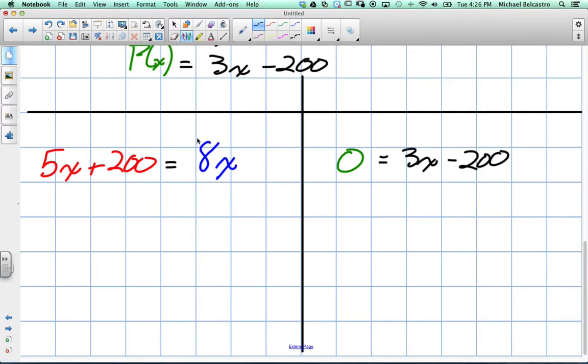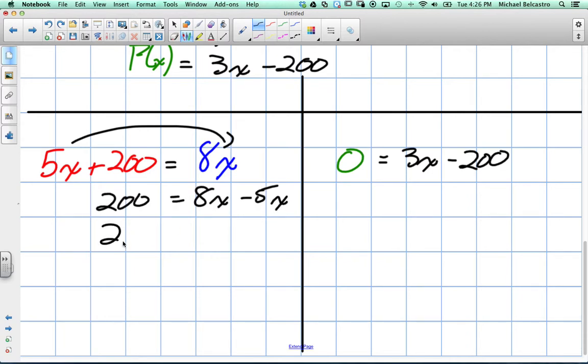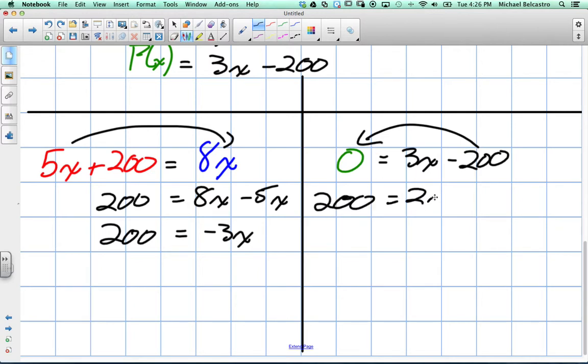Because in order to do this, I'm going to bring my x over to this side, so I get 200 is equal to 8x minus 5x, which becomes 200 is equal to 3x. Oh, sorry, I said negative, but this is positive. So we are now at exactly the same function, right?